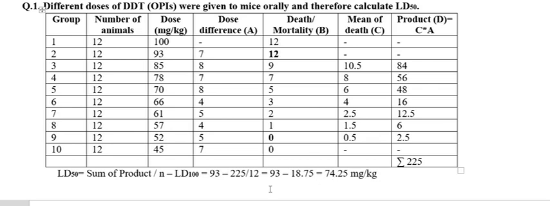So LD50 is equal to 74.25. Again I am going to repeat this and you have to make it correct. The formula written earlier is wrong. So the formula is LD100 minus sum of product divided by total number of animals in each group. So this is correct.